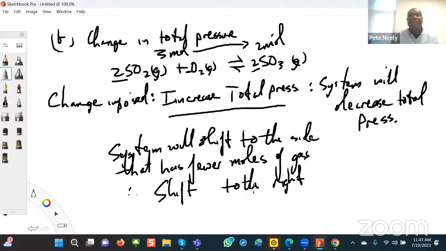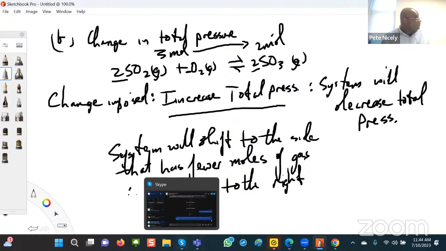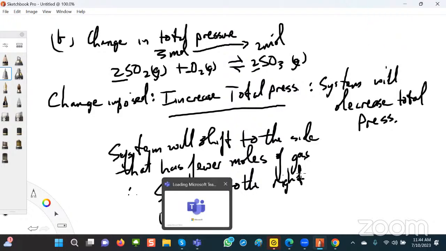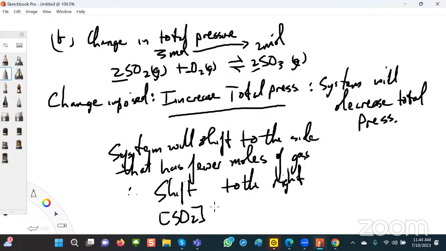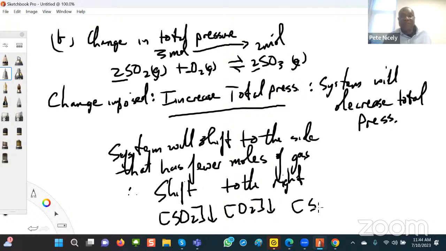All right. So if it shifts to the right, what happens to the concentration of SO2? Anybody? If the reaction shifts to the right in order to achieve equilibrium, what happens to the concentration of SO2? It decreases. Exactly. And what happens to the concentration of O2? It also decreases. Very good. And what happens to the concentration of SO3? It increases. Very good. Exactly.